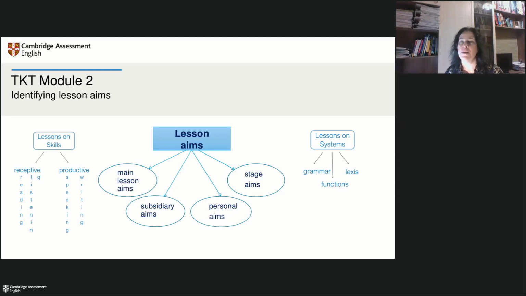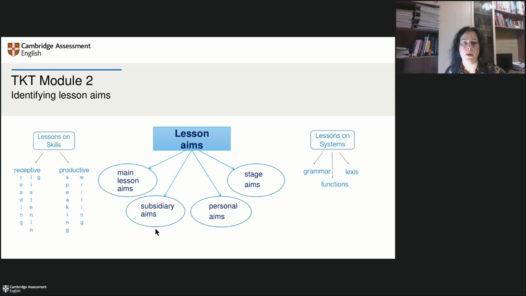Lesson aims can be several, the most important for us is to identify the main lesson aim. They might be one, they might be a couple of main aims, and they depend on what type of lesson you're running, whether it is lessons on skills or lessons on systems. Thank you very much for mentioning those. They're very important, definitely. And depending on that, the other things will go to your sub-aims.